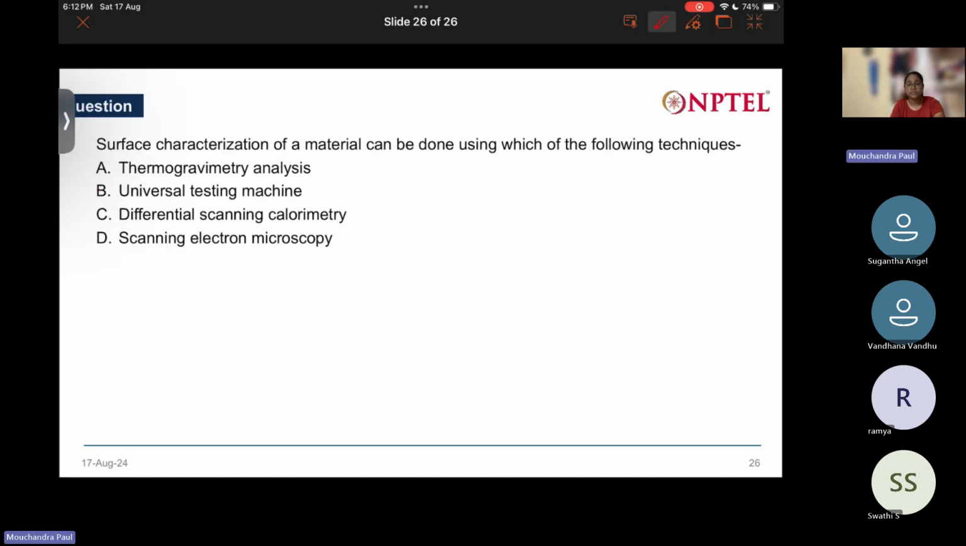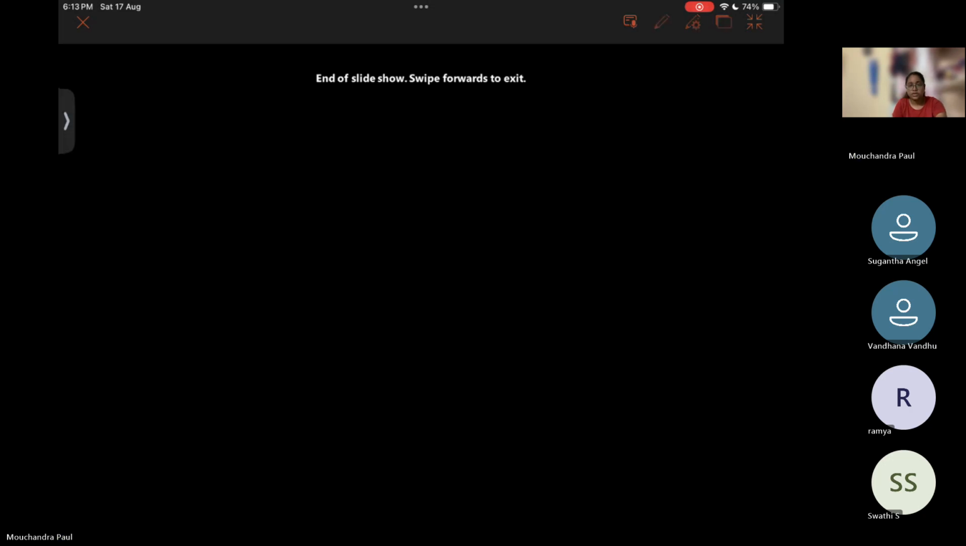This is the next question. Surface characterization of a material can be done using which of the following techniques? Thermogravimetric analysis or TGA, universal testing machine, differential scanning calorimetry, or SEM, scanning electron microscope. Correct answer is SEM. You subject the sample to an electron beam and you can capture the image of the surface. So these are some of the around 20 questions I tried to cover in today's session.